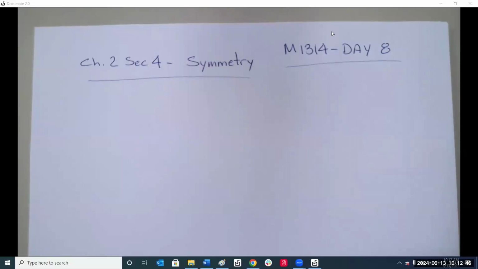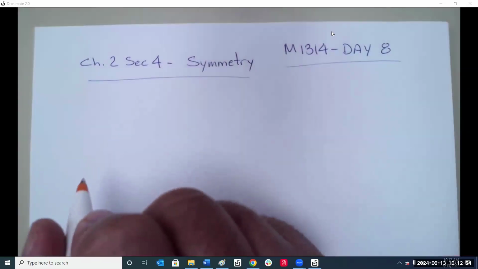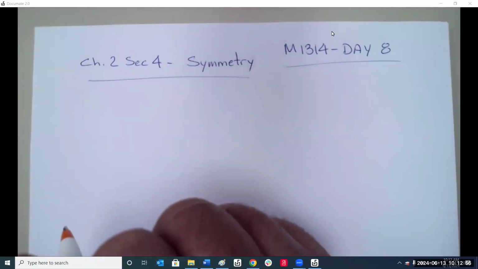What does symmetry mean? Right, the same on both sides, like a mirror image. We have three different types of symmetries.